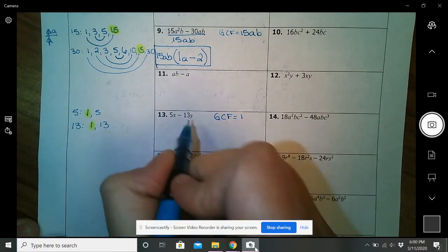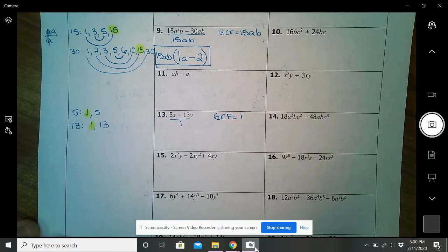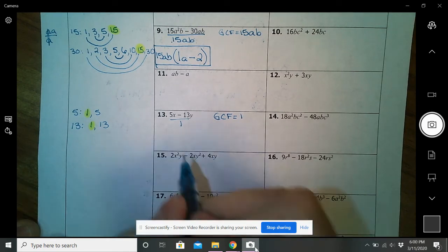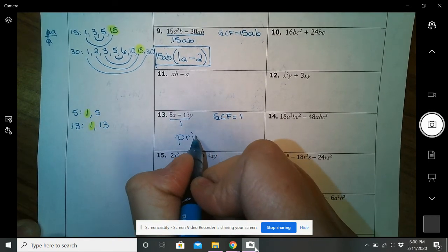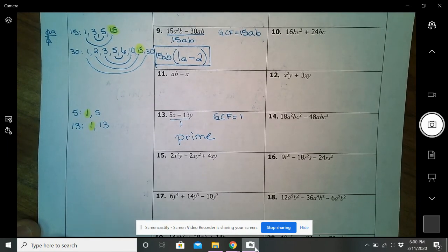You guys, I want you to think, what happens if you divide something by 1? 5 divided by 1 is still 5 with an x attached to it. 13 divided by 1 is still 13 with a y attached to it. So this is a prime polynomial. It can't be factored. Factoring out a 1 does not change the problem.